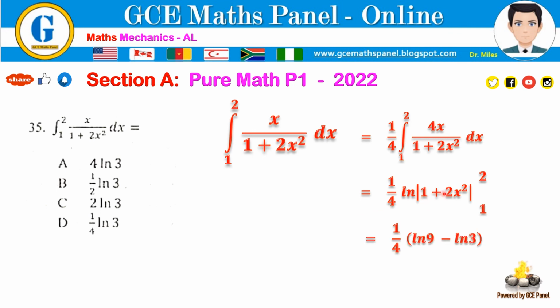So this gives us ln of 1 plus 2 times 2 times 2, that's ln 9, minus ln of 1 plus 2 times 1 times 1, that's ln 3. So ln 9 minus ln 3 is ln 3. So I have 1/4 ln 3. So this way we come to the end of this second part, and we continue from 36 to 50 with mechanics separately and statistics separately.